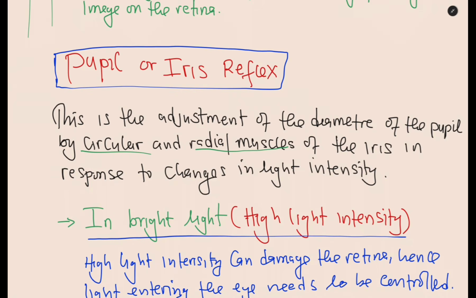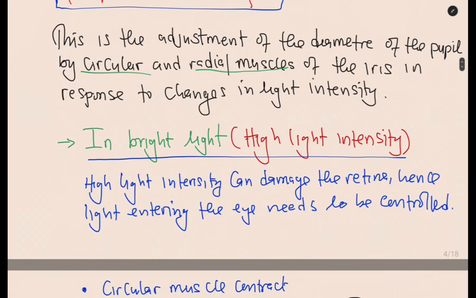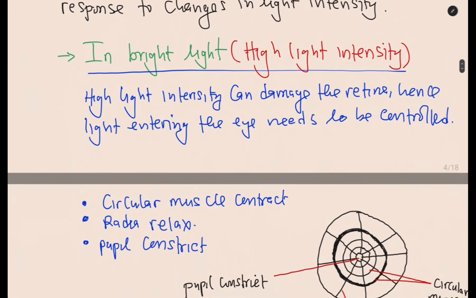So that is how it does it, by reducing its size. Okay, so high light intensity can damage the retina, like I've already said. Hence, light entering the eye needs to be controlled. Now, how is it controlled? In this case, the circular muscle contracts, the radial muscle relaxes, and the pupil constricts, which means it reduces in size.